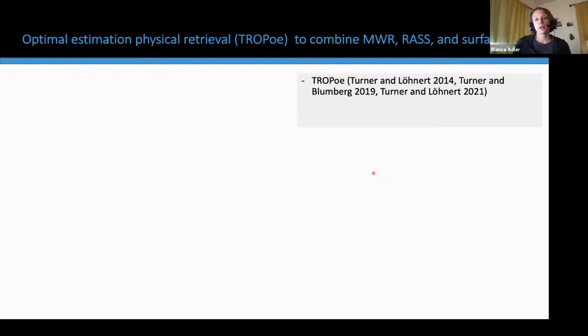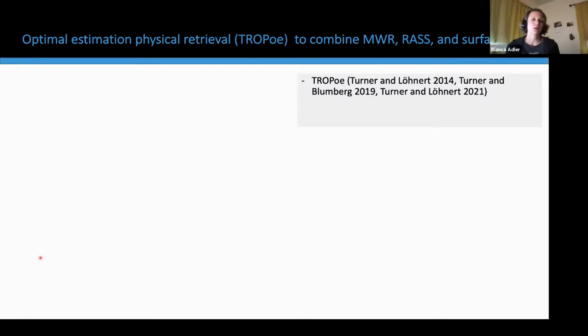So a key component of my study was to use the optimal estimation physical retrieval, which we call TROPoe, to retrieve temperature profiles from the remote sensing instruments. TROPoe is based on a retrieval algorithm called AERIoe because it was first developed for data from the AERI system, which is a passive infrared spectrometer. Then over the years, it was further developed to include data from other instruments. And so the retrieval allows to combine data from various instruments.